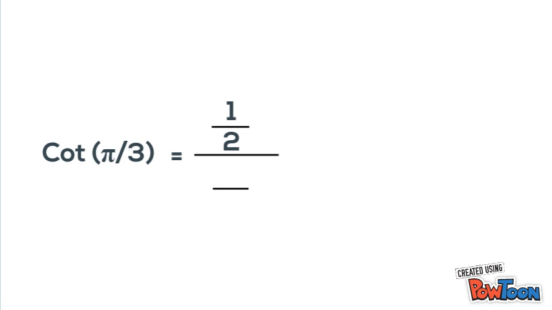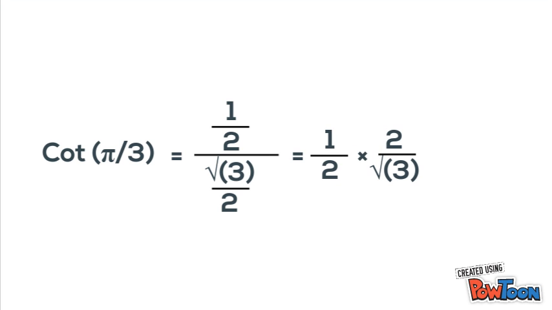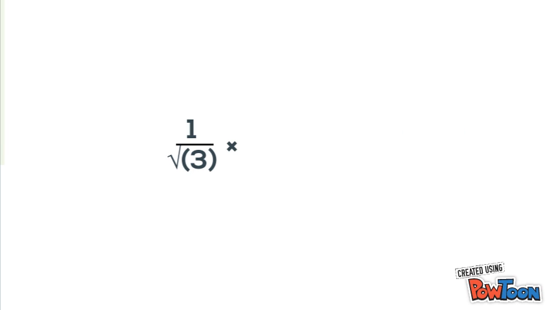Finally, cotangent is adjacent over opposite. For the angle pi over 3, the adjacent side is 1/2, and the opposite side is the square root of 3 over 2. Multiply 1/2 by the reciprocal, and you are left with 1 over the square root of 3. Rationalize the denominator by multiplying both the top and bottom by the square root of 3, and the final answer is the square root of 3 over 3.